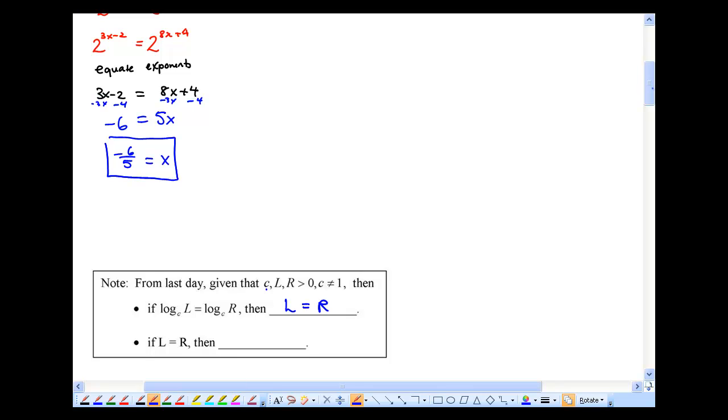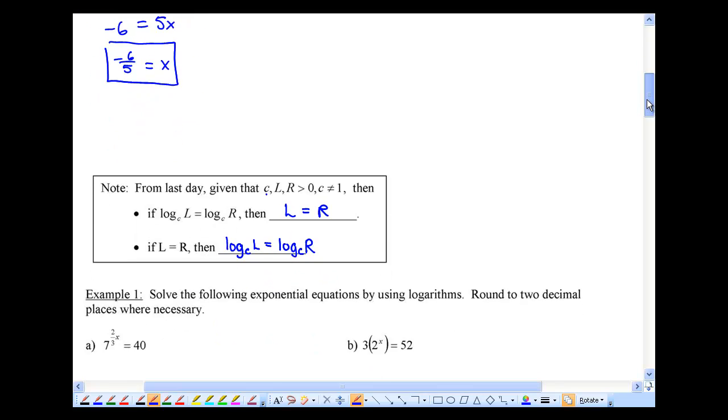Well, what about vice versa? If I had L equals R, then what I want you to understand today is that if I take the log of any base of the left side, that's of course equal to the log of any base of the right side. Okay? What's the best base to use? Well, any one is fine, but because our calculator is in base 10, I would always ask you to take logs with base 10.